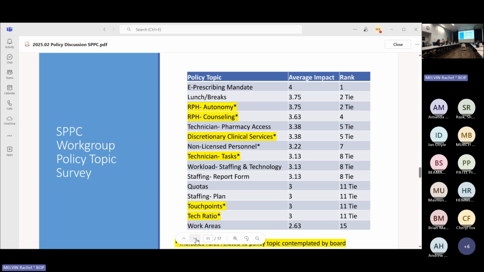There is a 5-point scale with 5 being extremely likely and 1 being extremely unlikely. And you see the results there. But I've highlighted in yellow those that indicate rules related to policy topics contemplated by the board. And then the following slides will give you a few examples of what the board did with that and what specific rules were tied to those.